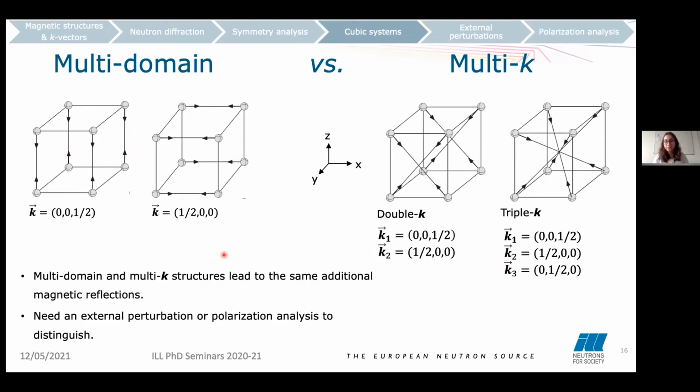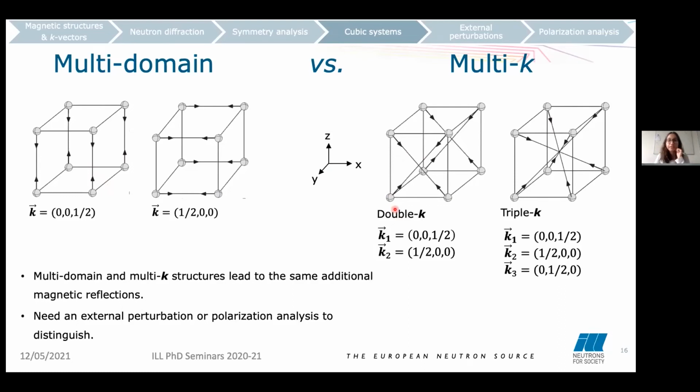So by external perturbation, you could use, for example, a magnetic field or uniaxial stress. And what this will do is that if you have a multi-domain structure, it will change the population of the two domains, and this will change the intensity of the peaks that you see in your diffraction pattern. But if you had a real multi-K structure, then the intensity of your peaks in your diffraction pattern should not change.